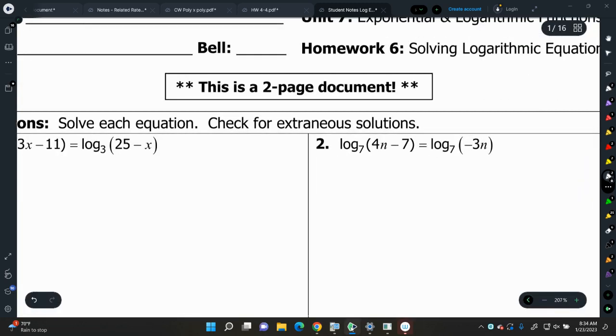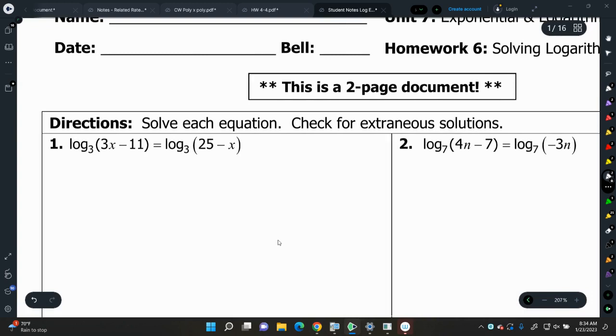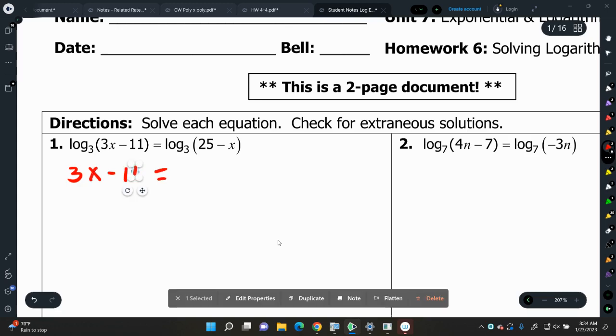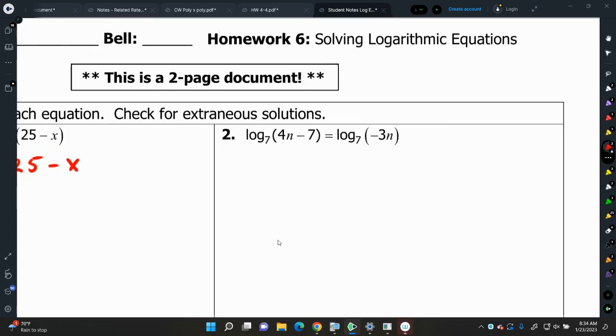Okay, first one, what did you do? So we have 3x minus 11 equals 25 minus x, and we end up with x equals 9, okay? So that was a nice, easy confidence booster one. Okay, number 2. Is this N or H?